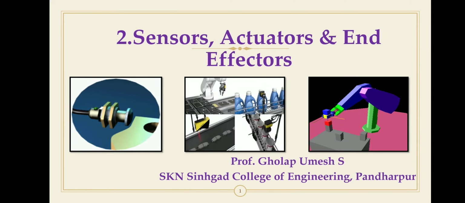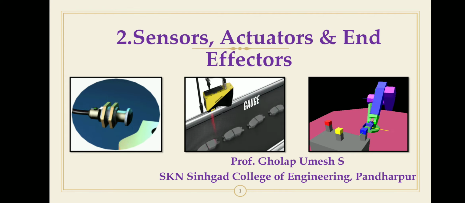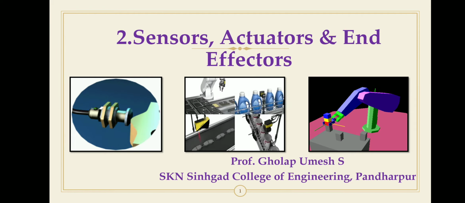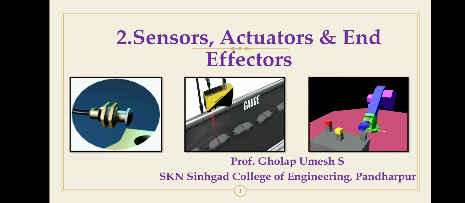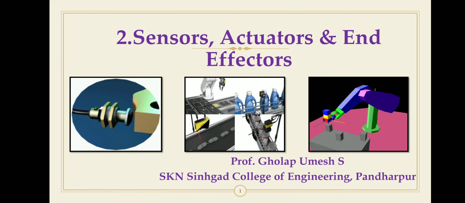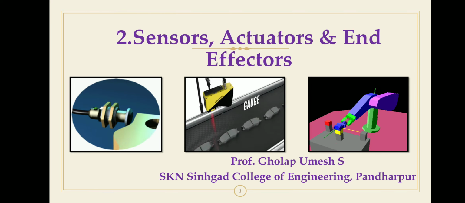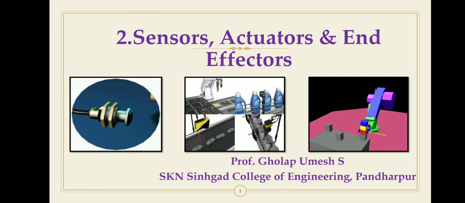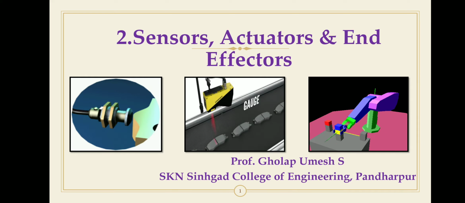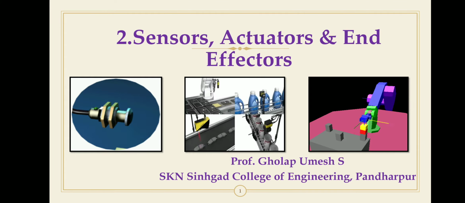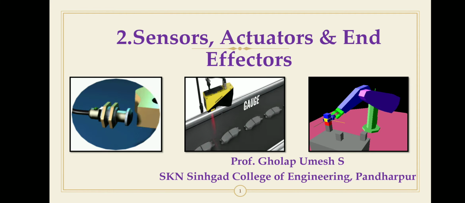Hello everyone. Today we are going to discuss chapter number 2, sensors, actuators and end effectors. In chapter number 1, we already discussed different terms related to industrial robotics, like classification of industrial robot, different basic components of industrial robot, historical perspective of industrial robot. So today we are going to discuss different terms, definition, working principle of different sensors, actuators and end effectors.